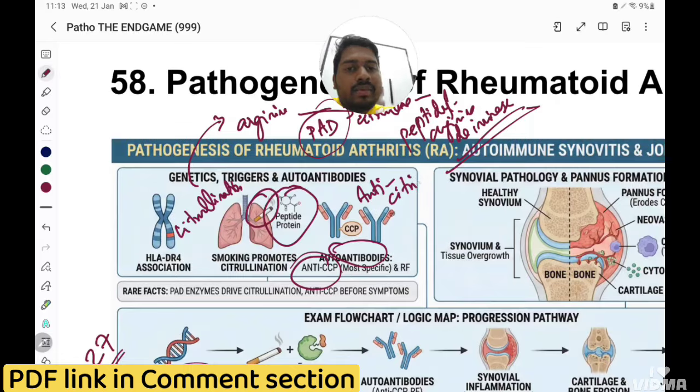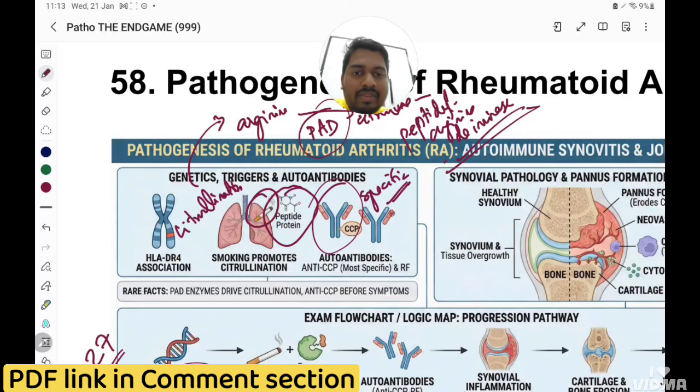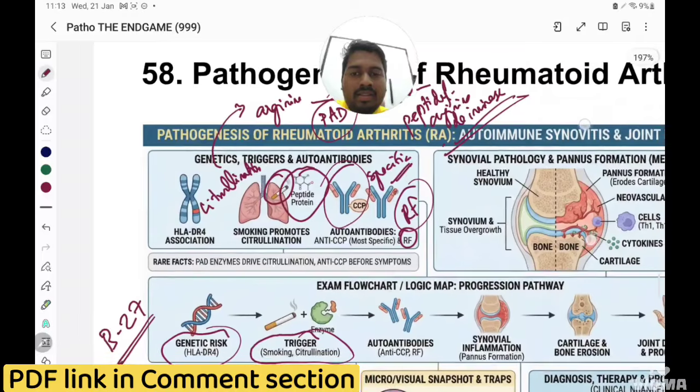Anti-citrullinated protein antibody. These are the most specific antibodies against rheumatoid arthritis, most specific. Another type of antibody which we see is the RF antibody, rheumatoid factor antibody. So this is about smoking.